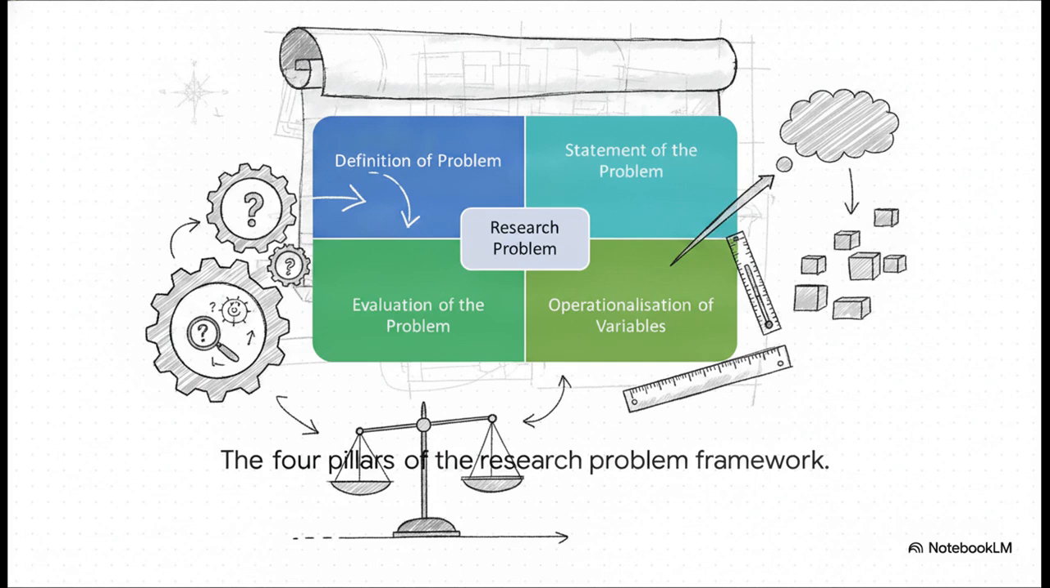First, the definition of the problem. Second, the statement of the problem. Third, the evaluation of the problem. And fourth, the operationalization of variables. Now that last one sounds like a mouthful, but it simply means taking a broad concept, like say, effectiveness, and defining exactly how you're going to measure it out there in the real world.